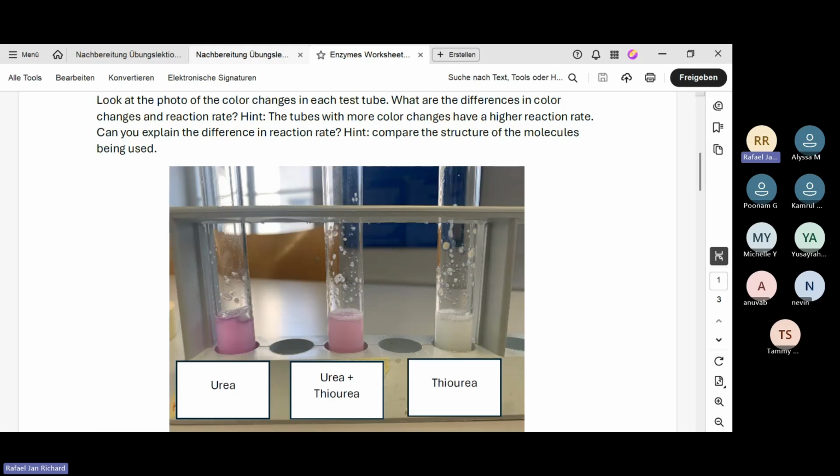I just figured out how to share the PDF in the chat, so you can open it here now too if you want to. Let's look at the third test tube. Here you see no color change. There's only thiourea present. What does this tell us about what happens to thiourea inside the enzyme?